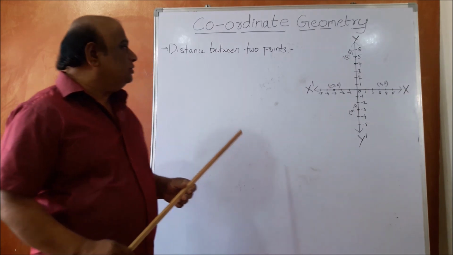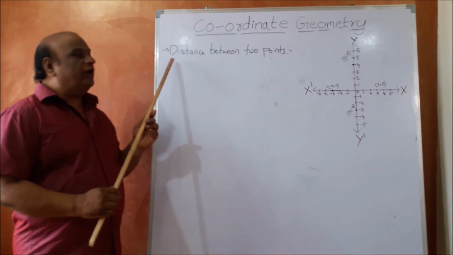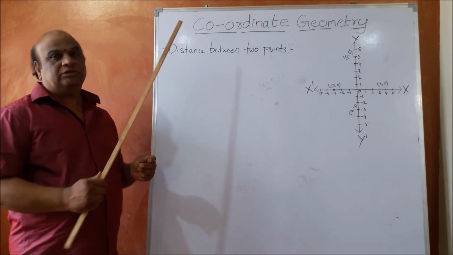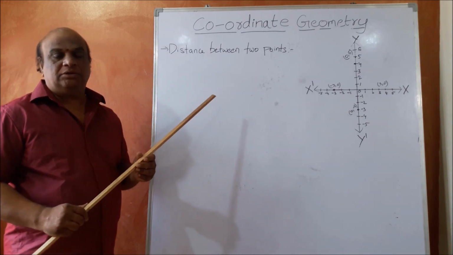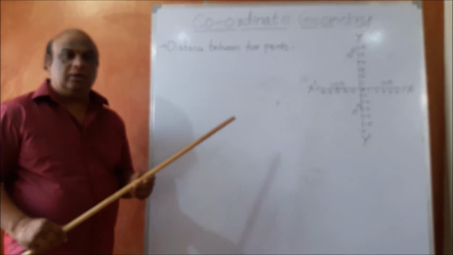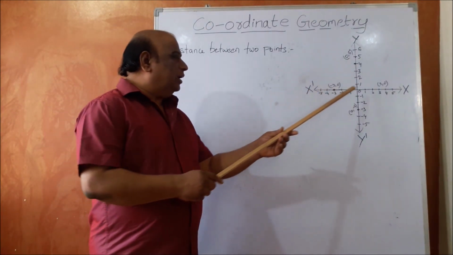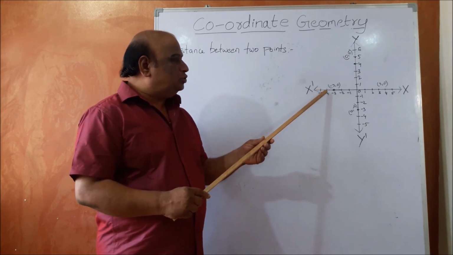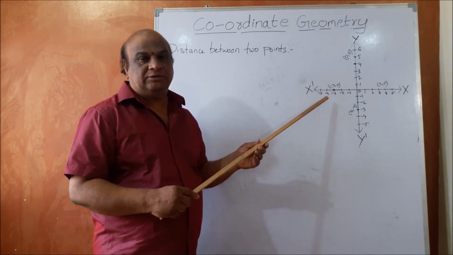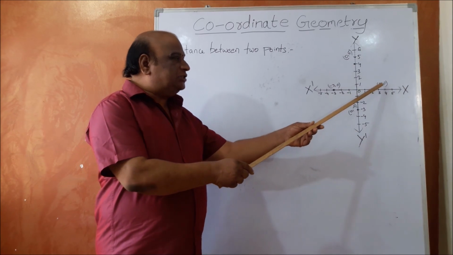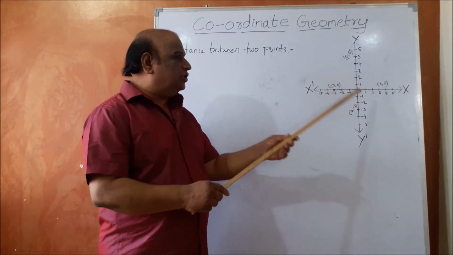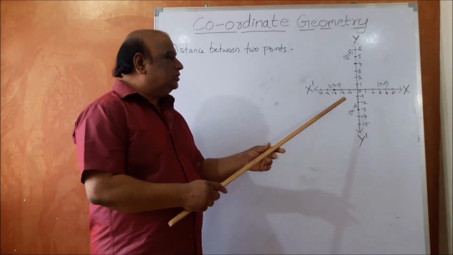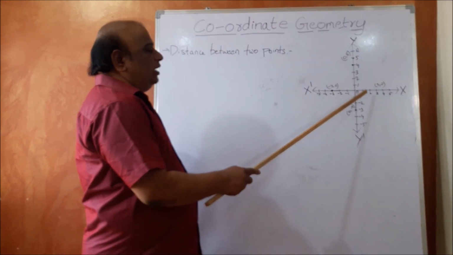Our next topic is how to find the distance between 2 points. This is a very important concept. If you observe, you see here 3 and minus 3. These 2 points are on the x-axis. What is the distance between these 2 points, 3 and minus 3? If you calculate this, what is the distance here?